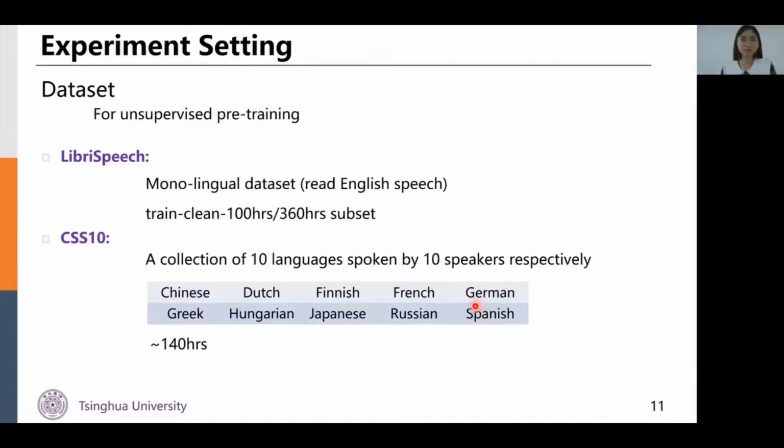neural network. For the experiments, we used two datasets for unsupervised pretraining, the English dataset LibriSpeech and a multilingual dataset CSS10. LibriSpeech is a dataset of reading English speech, and we only use the clean 100 hours and the 360 hours subset. The CSS10 dataset is a collection of 10 languages spoken by 10 speakers respectively. The total duration is about 140 hours.